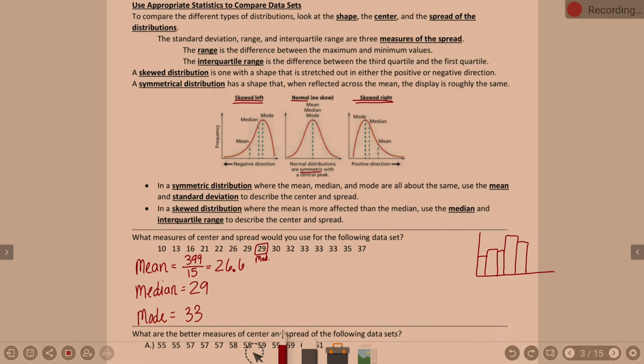Now, because my mean, median, and mode are not all in the same spot, is this going to be symmetric or skewed? This is going to be one of my skewed options, isn't it? Okay, the data is going to be skewed. Specifically, notice my mean is less than my median. If my mean is less than my median, which example does this fit? This is skewed left. So I'm going to write myself a note here that the data is skewed left.